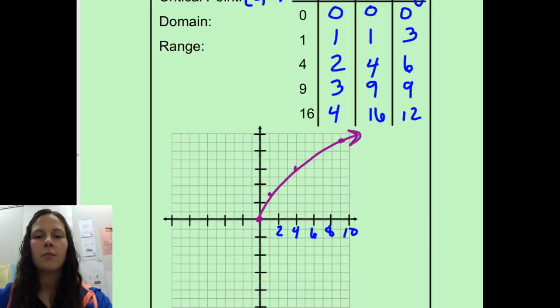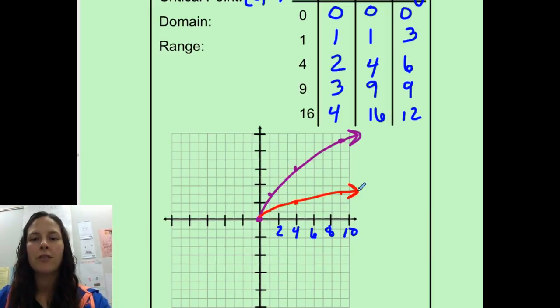To compare this to the parent function, so that you can see how it was vertically stretched by 3, I'll plot some of those parent function values. This is what the parent function looks like, that red graph. You can see that the purple graph was taken and kind of pulled vertically by a factor of 3. That's how we get our stretches.